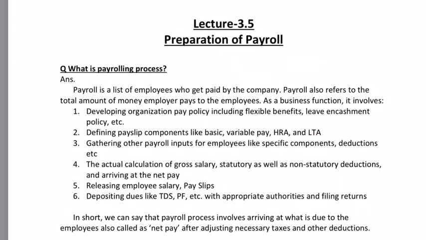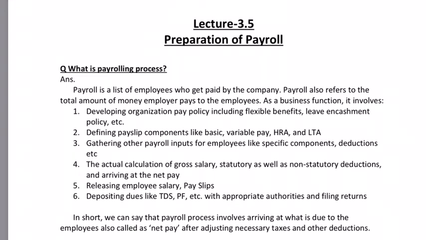As a business function, it involves developing an organizational policy, including flexible benefits, leave encashment policy, and so on. Compensation policy we already spoke about. So first is developing that and defining the components of a pay slip. What is a pay slip? After the salary is credited in the account of the employees, they get a small report about the details of the salary. That's a pay slip. What all a pay slip should contain is also a decision to be taken during payrolling.